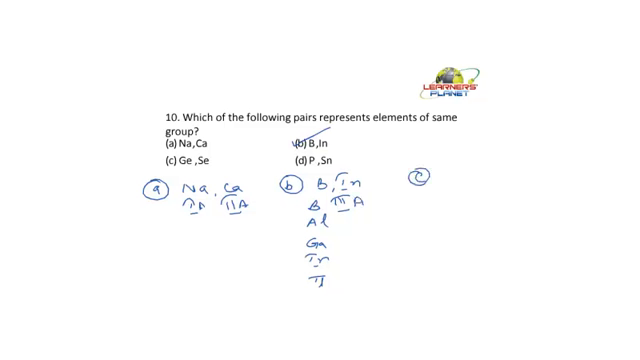Our next is what? Germanium and selenium, sorry. Germanium belongs to fourth group. Selenium belongs to sixth group. Now our next is phosphorus and tin. Phosphorus belongs to fifth, tin belongs to fourth. So what is our right answer here? It is boron and indium.